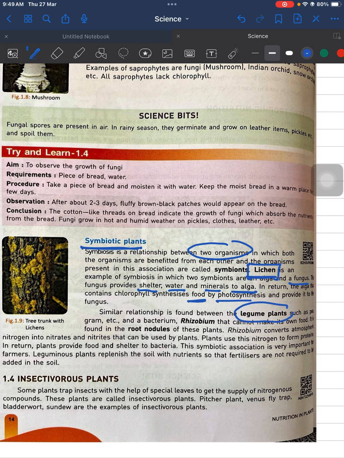Similarly, legume plants also. In legume plants we can see rhizobium bacteria. In the roots of legume plants there are root nodules, and in the root nodules we can see the rhizobium bacteria. Rhizobium bacteria have the ability to fix atmospheric nitrogen, and this nitrogen is then provided to the legume plant, and the legume plant provides food in return. So both benefit from each other. In symbiotic relationship we have two examples, lichen and legume plant.